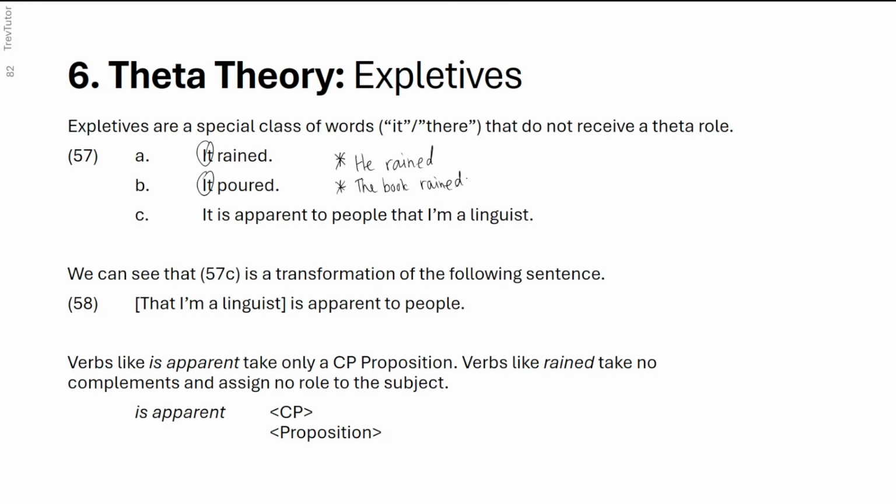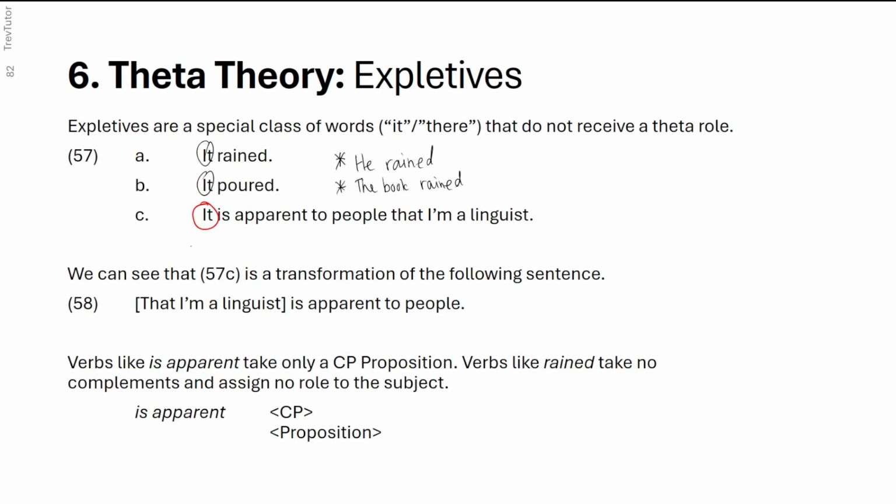So this is a word, it. It's called an expletive because it appears in order to make a sentence grammatical, but it doesn't have any thematic role assigned to it. Same with the sentence, it is apparent to people that I am a linguist. It is not referring to anything in the world. This is not a pronoun. This is an expletive in this case. So we can get these expletive structures by doing some of that movement.